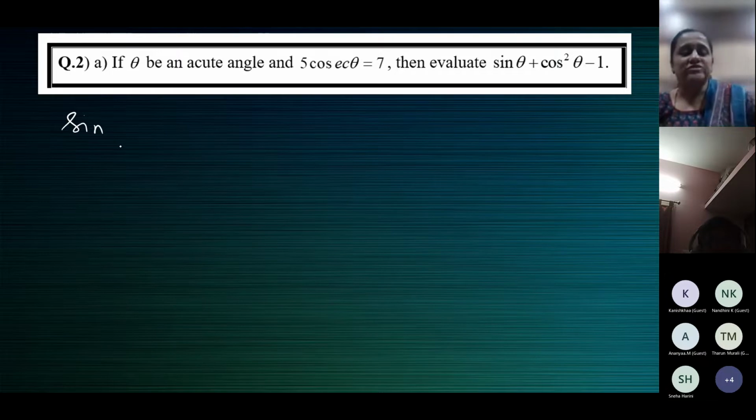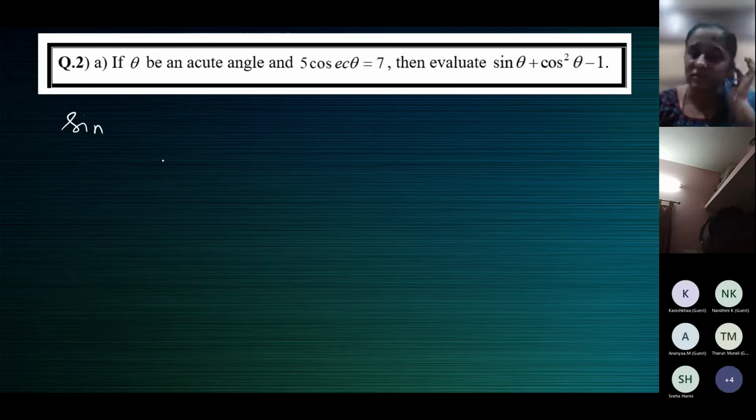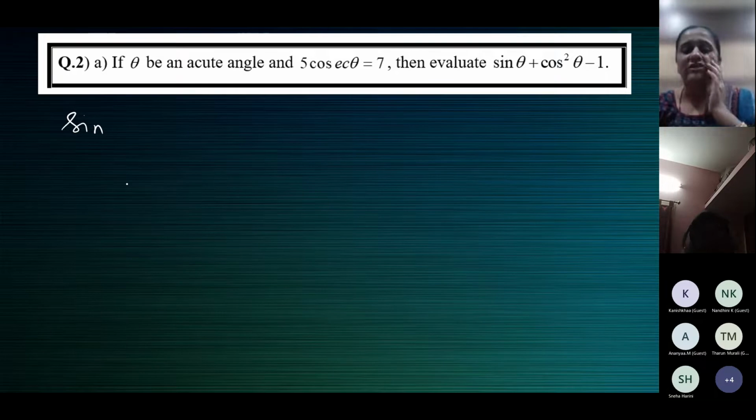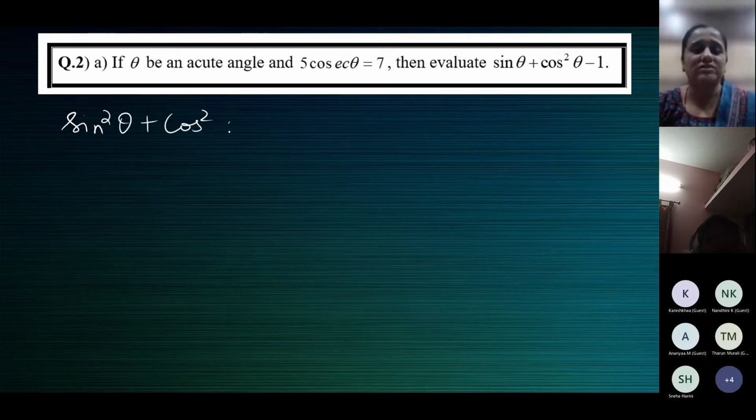So I told you the first method is using a right triangle, finding the unknown side using Pythagoras theorem, and then finding sine theta and cos theta. In fact, sine theta we already have because we have cosecant theta, the reciprocal is sine theta. So we only have to find cos, and we can get it from the right triangle, substitute the values and evaluate. Okay, then I told you that you can also use sine square theta plus cos square theta is equal to 1, and find the value of cos square theta.